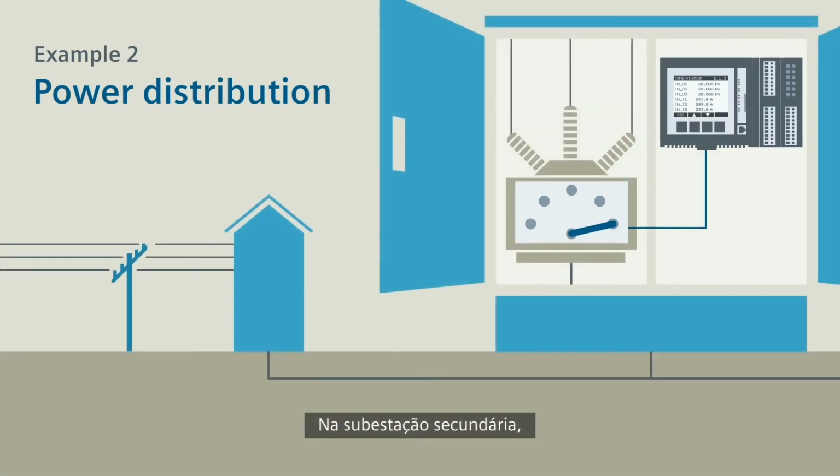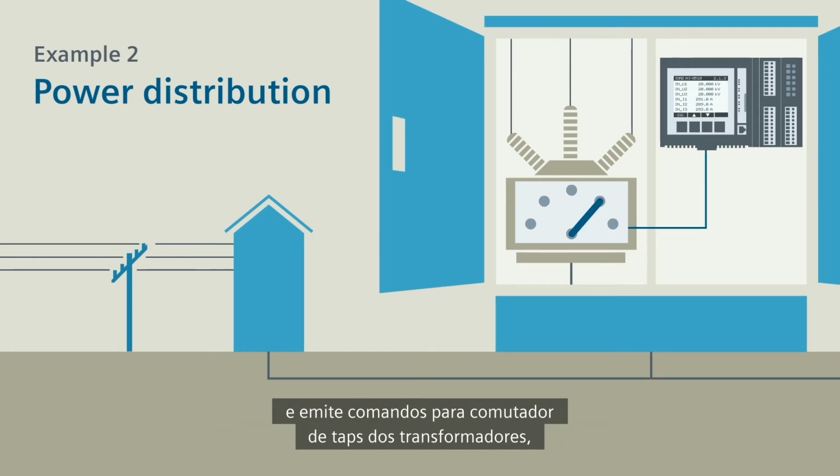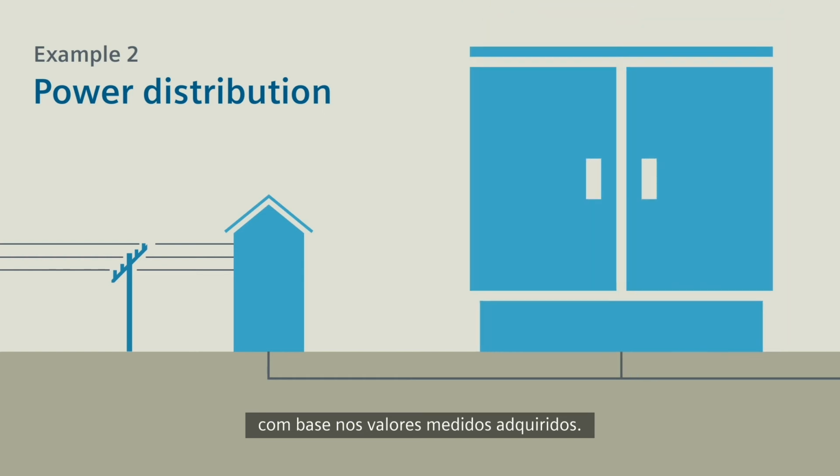In the secondary substation, Sicam A8000 also monitors the low voltage side of the distribution transformer and issues commands to the transformer's tap changer based on the acquired measured values.